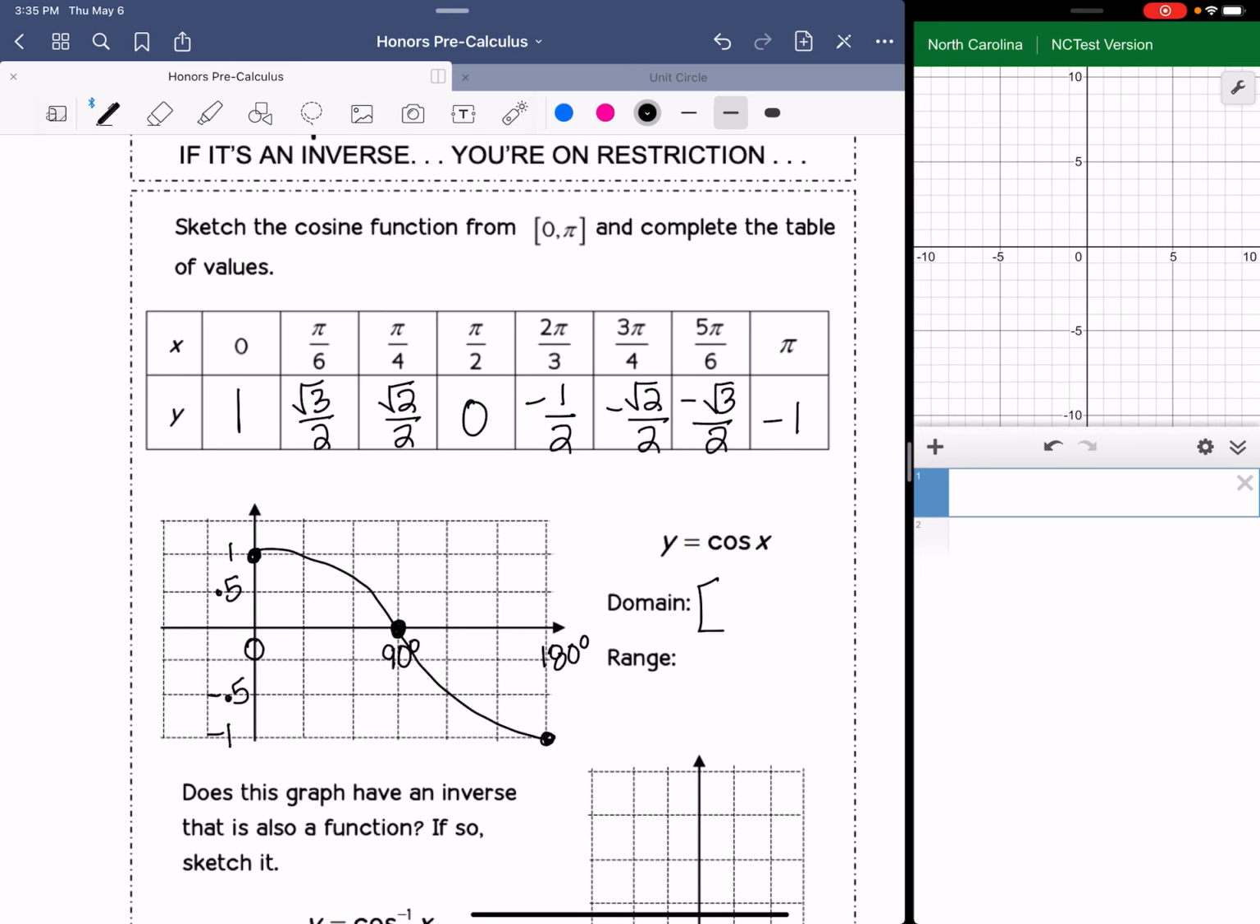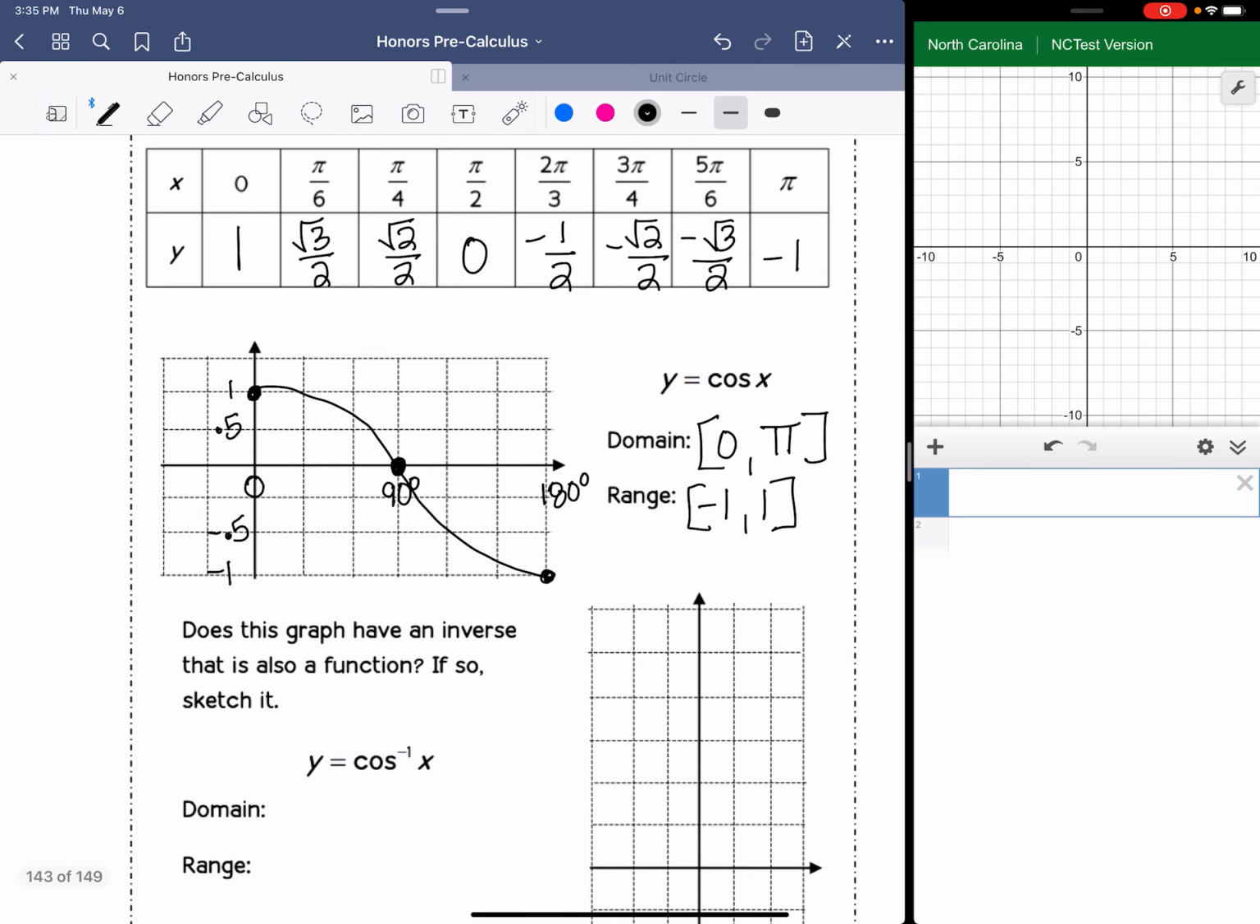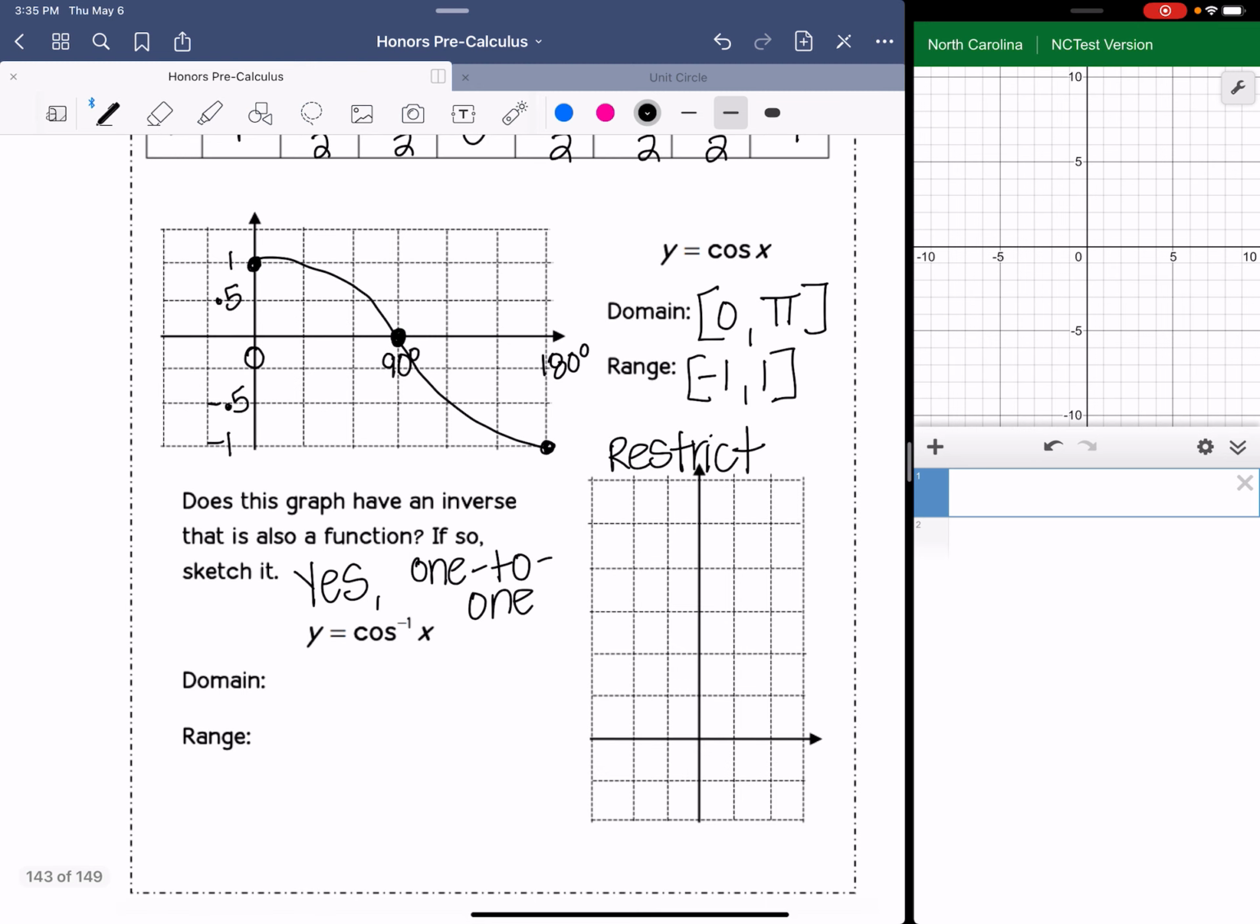Our domain is going to be 0 to pi, and our range is going to be -1 to 1. Again, we restricted this graph ourselves, so the answer is yes, my inverse exists, and we knew we wanted to restrict it because we didn't want any repeating values for cosine. If we flip our values around, the domain becomes -1 to 1, and my range is going to be 0 to pi, which is exactly what happens here.